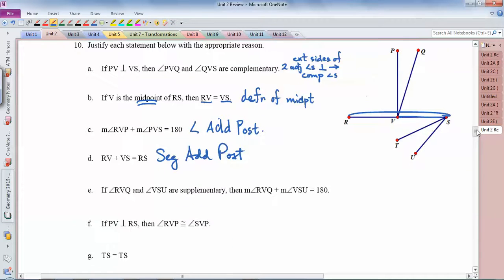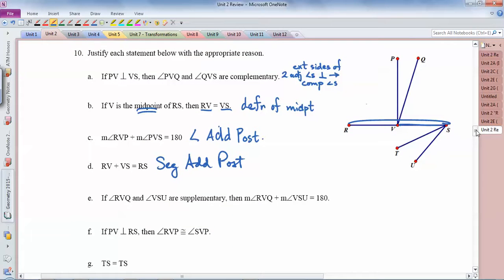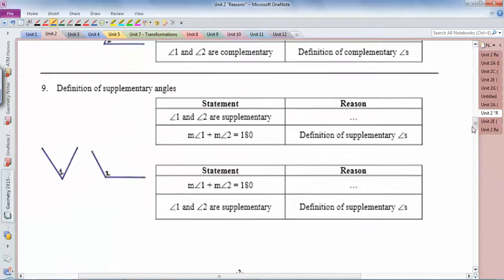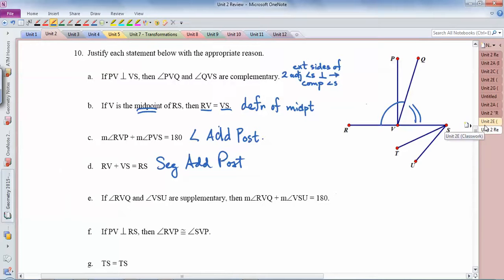Let's see. E. If RVQ, this angle, and the angle next to it are supplementary, then you can add them up to get 180. Well, here, let's come down here. Let's find the supplementary stuff. Here's one with supplementary. If two angles are supplementary, then they add up to 180, because that's the definition of supplementary angles. So that's what we're going to put here. Right? Same sort of thing. Definition of supplementary angles.